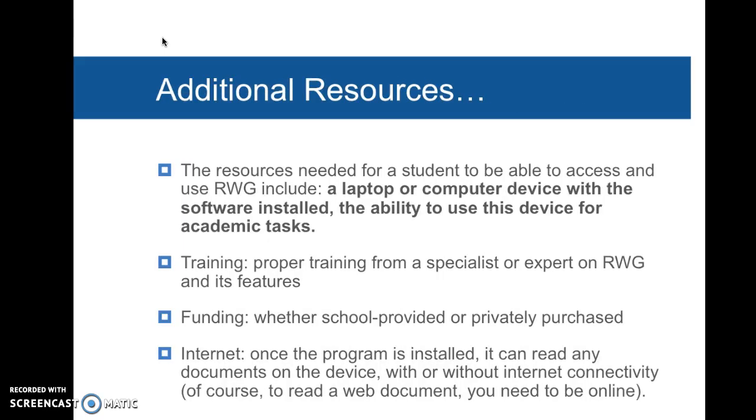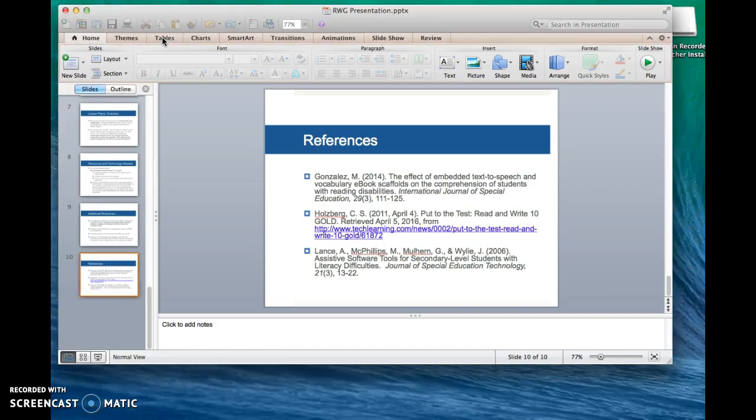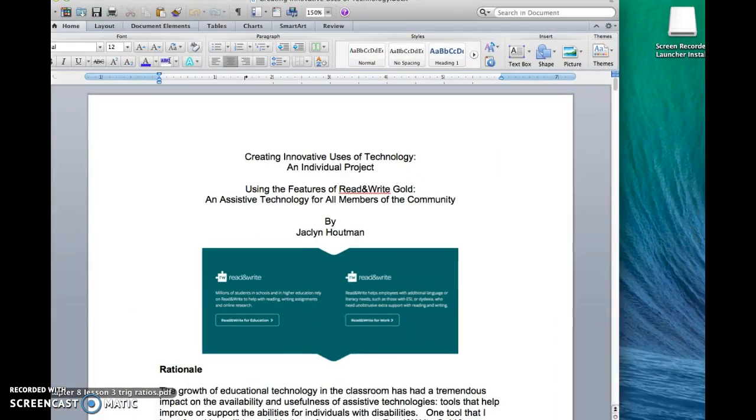Aside from a one-to-one laptop computer and access to it, we need to have training from a specialist or expert on Read Write Gold. We need funding, whether school provided or privately purchased. The internet is not necessary once the program's installed because it can read any documents on the device with or without internet connectivity. Of course, to read a web document or access any of those materials, you do need to be online. These are 3 of my references from this presentation. And with that, I will go ahead and move on to my project itself.